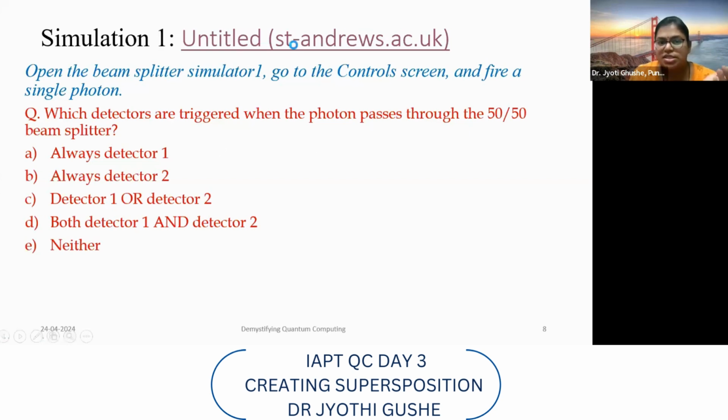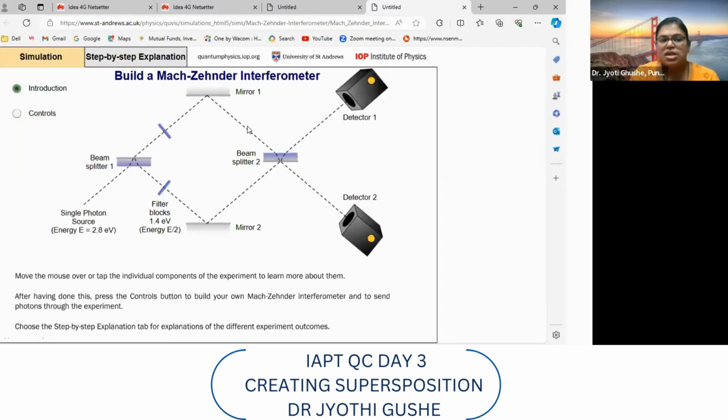I'm just changing the screen. I will open the screen where you will see the simulation. Just let me know whether you are able to see the simulation. Build a Mach-Zehnder interferometer. Is the screen visible? Yes. Thank you so much.